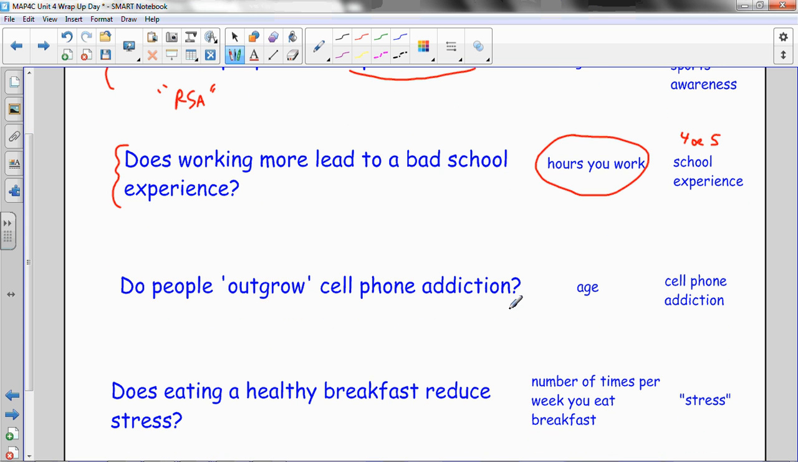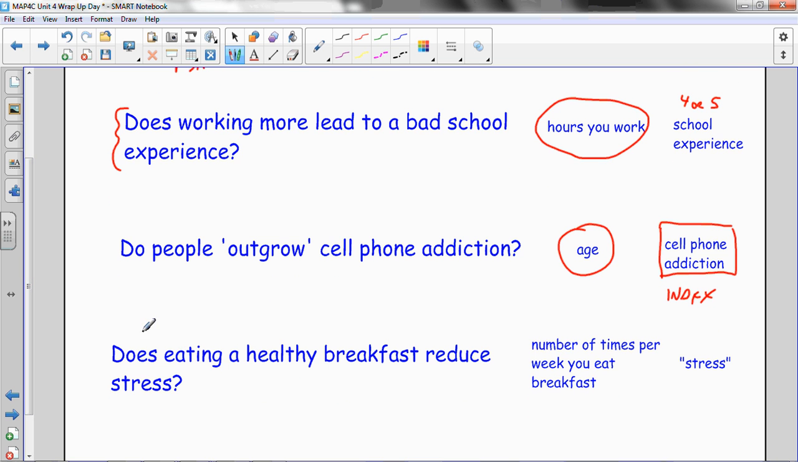Do people outgrow cell phone addiction? That's an interesting question. One of the variables might be age. So, how old are you? And then your survey, the rest of the questions, your 4 or 5 other questions, are going to talk about cell phone addiction. On a scale of 1 to 10, how addicted to your phone are you? How many texts do you send a day? Or whatever it's going to be. And then again, you're going to use these 4 or 5 questions for your Y value to come up with an index. Okay, here's another idea, and I think this one's maybe more serious.